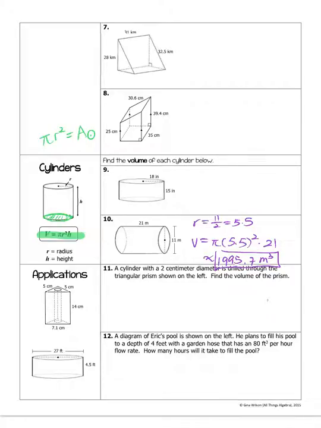Okay, let's look at the application. For number 11, a cylinder with 2 centimeter diameter is drilled. So notice that it's 2 centimeters in its diameter, drilled through the triangular prism shown at left. So I've got a triangular prism here. Find the volume of the prism. So in other words, I need to first find the volume of the total triangular prism. Then I need to find the volume of this cylinder. And then I use the total prism volume, subtract the cylinder, I should have my final prism.